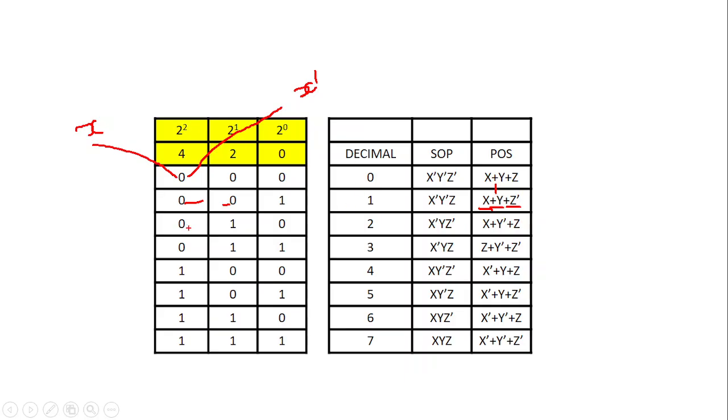Similarly, you do it for the other one. So here you write x bar, y, z bar. Opposite of it, instead of x bar you write x, instead of y you make it as y bar, instead of z you make it as z bar. So wherever 0 is there, you write the normal form. Wherever 1 is there, you represent it in the other form.